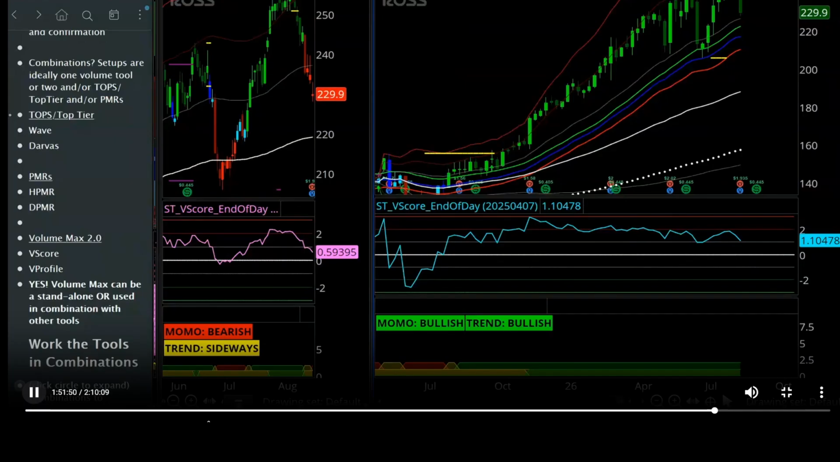Okay. All right. Robbie says, yes, that makes sense. If I'm also understanding correctly, the actual entry triggers based upon the "and" you get from the price level of the wave PMR Darvis. Ideally, yes.